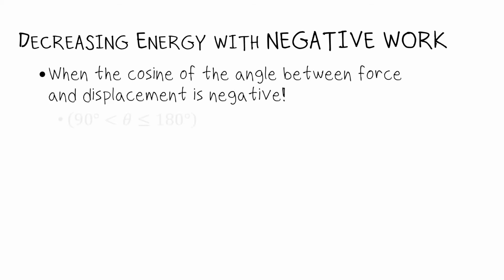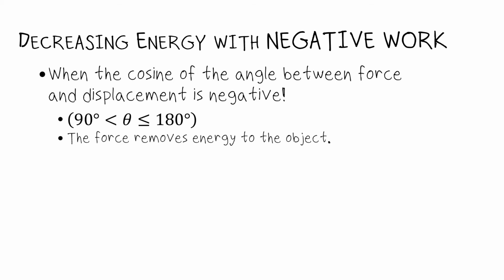You can remember we saw that in the graph when it was between, well, it had to be more than 90 degrees because 90 degrees is 0. A little bit above 90 gets us a very, very small negative value. And then that value gets larger and larger as we get closer to 180. And at 180, it is a full -1. So that's the maximum negative value that you can get. And this force takes energy away from the object.